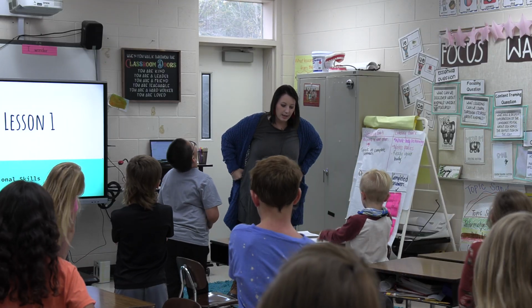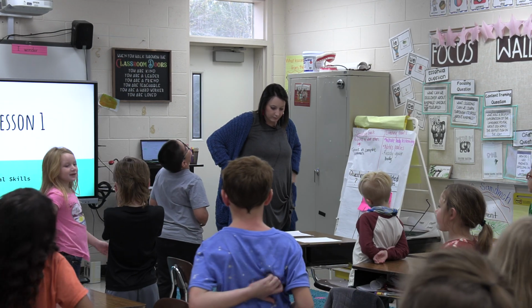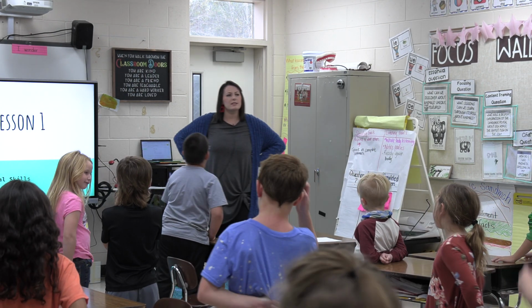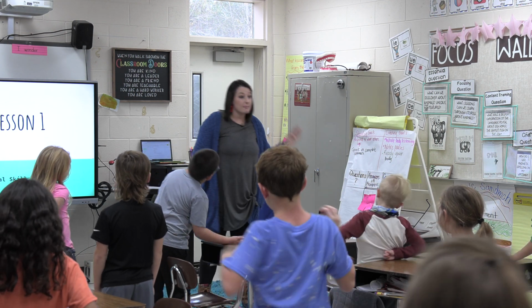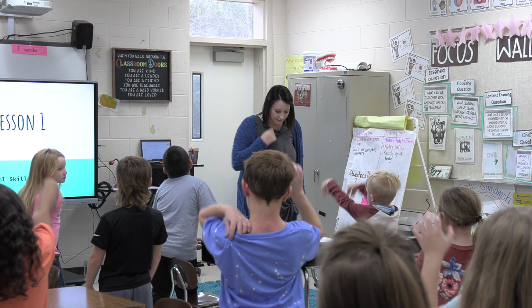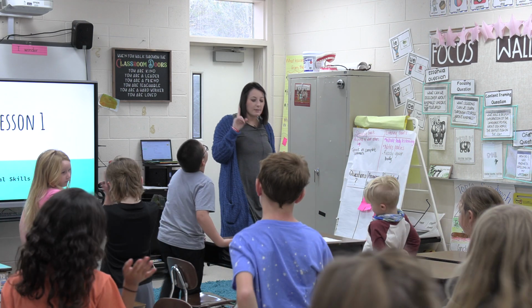So let's do another one. Say rider. Now let's change D to Rhymer. Rhymer is the word on the curve. Good job. Let's do one more.